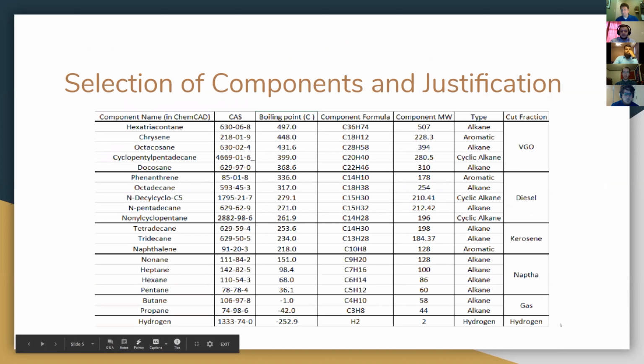And so these are the components we selected for our cut fractions of vacuum gas oil, diesel, kerosene, naphtha, and our gases. And we're going to get into how we justified selecting these components and how we have a set number for each cut fraction.